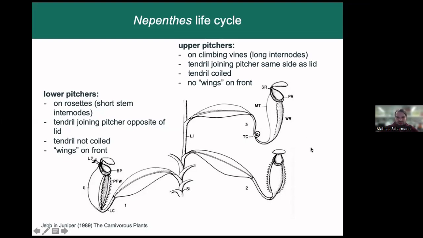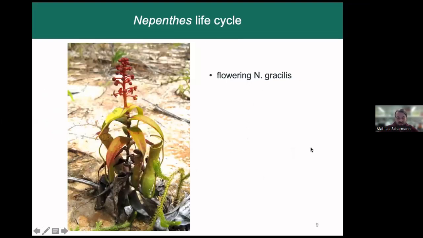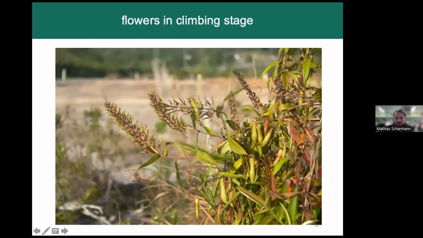And then eventually, when the plant is big enough, it will decide to flower. It can happen even in very small plants like this one. Here a small Nepenthes gracilis has made upper pitchers, as you can see here, with the tendril inserted from the back, but near the ground. So it also sometimes happens, and it started to put out a flower. But usually the plants grow very big and climb over bushes until they throw out flowers, like you can see here.